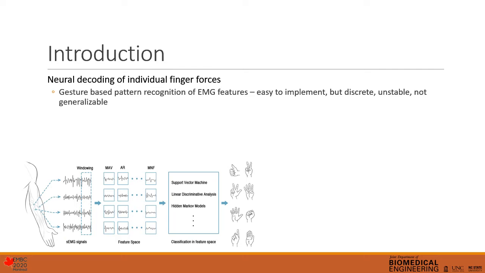First is pattern recognition of EMG features to classify gestures, such as the figure below. The input are several channels of EMG recordings. Features were extracted and used by classifiers, such as SVM or LDA, for the gesture prediction. It is easy to implement, but the outcome is discrete, unstable, and not generalizable.